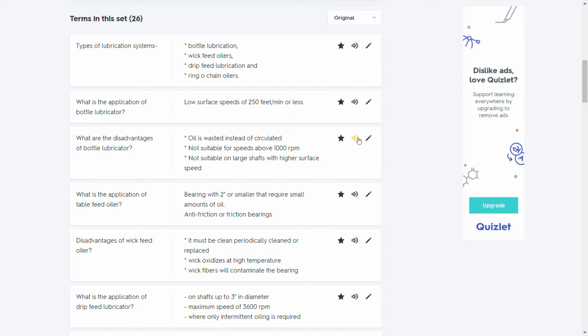What are the disadvantages of a bottle lubricator? Oil is wasted instead of circulated, it is not suitable for speeds above 1000 RPM, and not suitable on large shafts with higher surface speed.